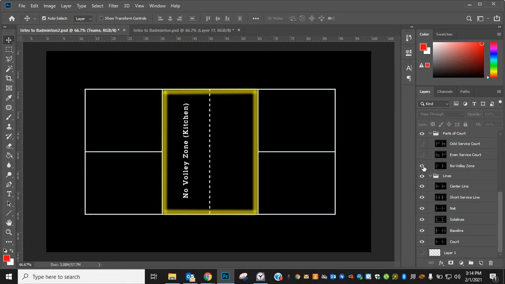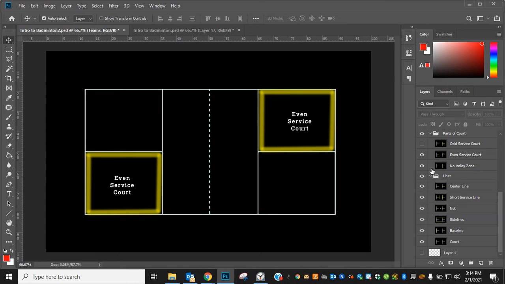The rules for the no volley zone are very simple. You simply cannot be inside the no volley zone when you make contact with the birdie. You must be behind the short service line when making contact with the birdie. A serve is not allowed to land in the no volley zone. We'll talk more about that when we talk about serving.